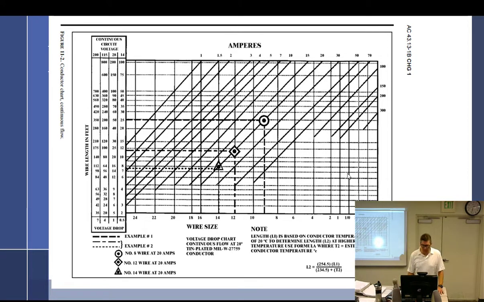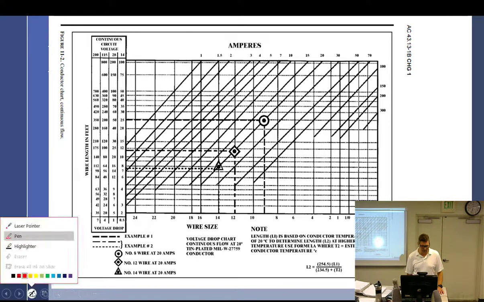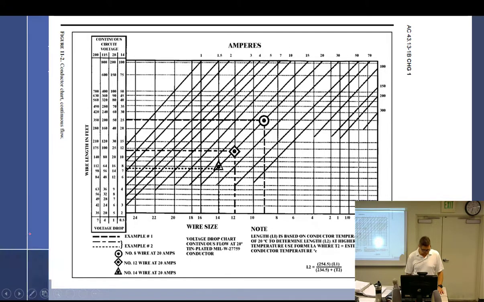All right, what is the max? Here, this is a typical FAA question. What is the max length of number 8 wire that can be used for a 28 volt system at 50 amps? So now we're going to end up finding the length, which, like I said, I can't think of a practical application where I'd want to do that, but okay.